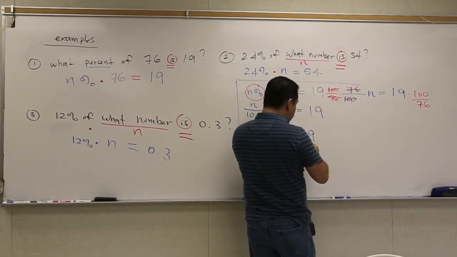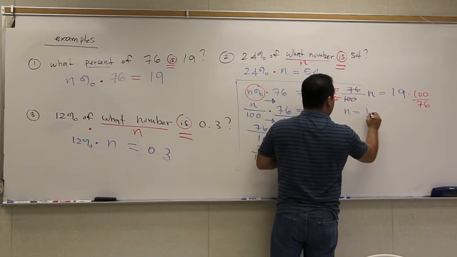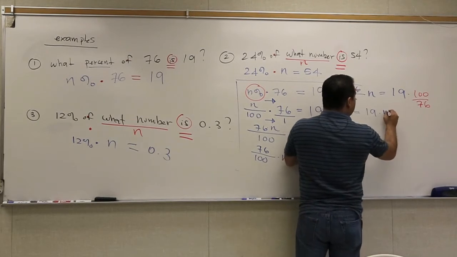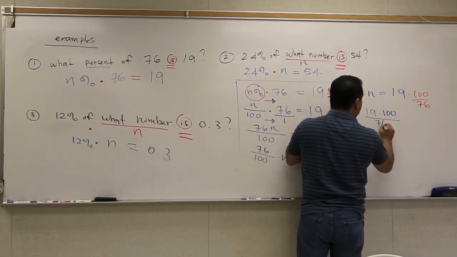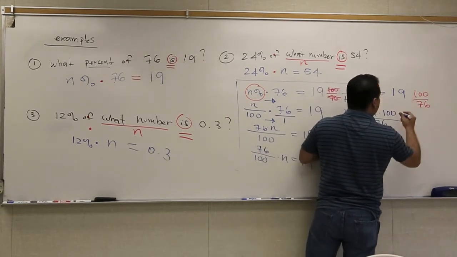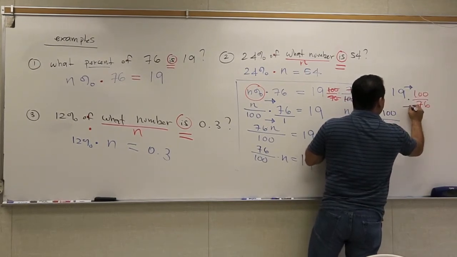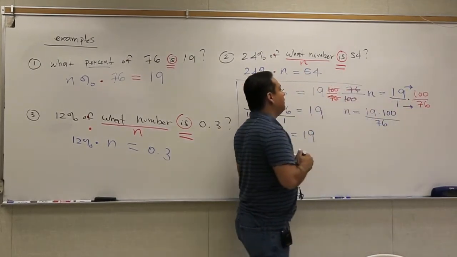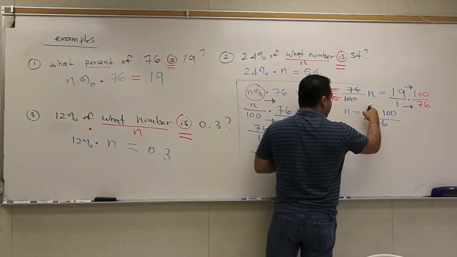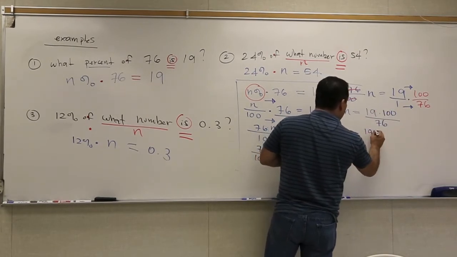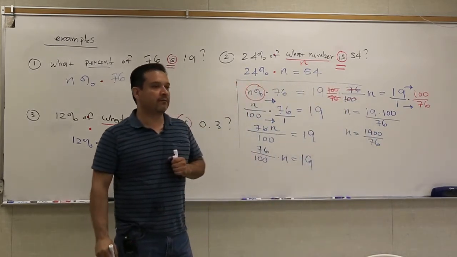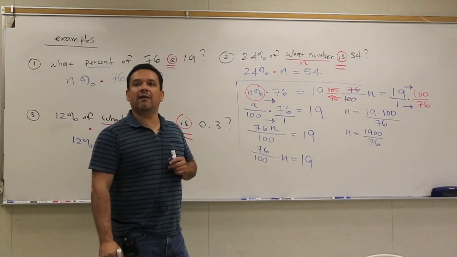So you now have n equal to 19 times what? 100 over 76. That's 19 times 100 over 76. So be careful. This is a whole number, again, times a fraction, and how you multiply is straight across. Okay? Put that as 19 over 1. As you guys can see, what happens now is some arithmetic. What's 19 times 100? That's 1900. We have to divide by what? By the 76. You guys okay with that?